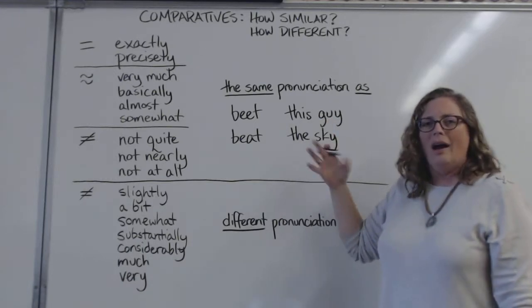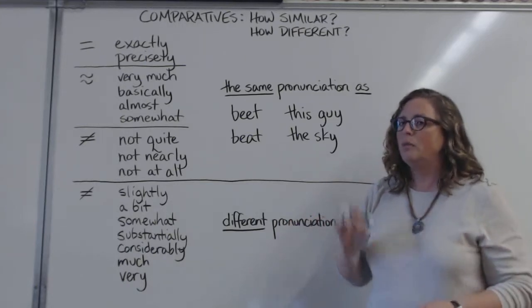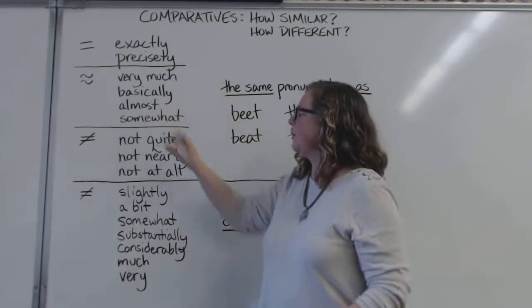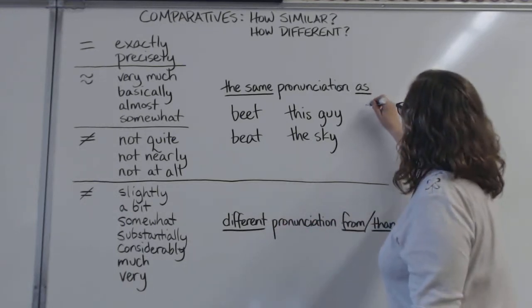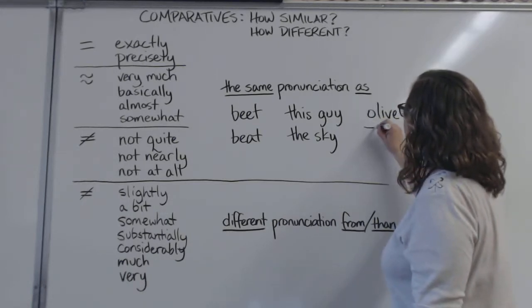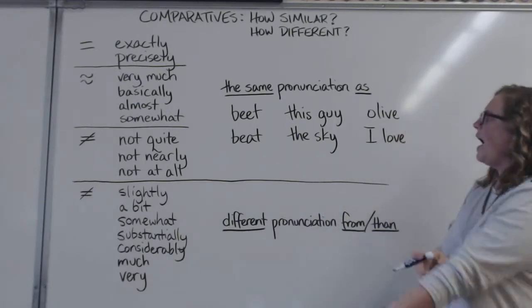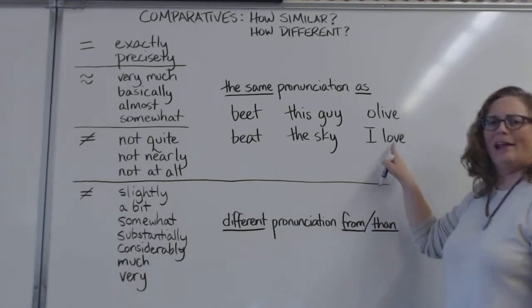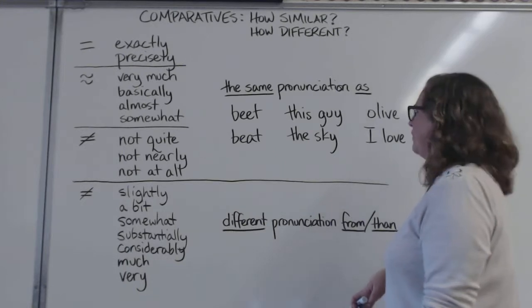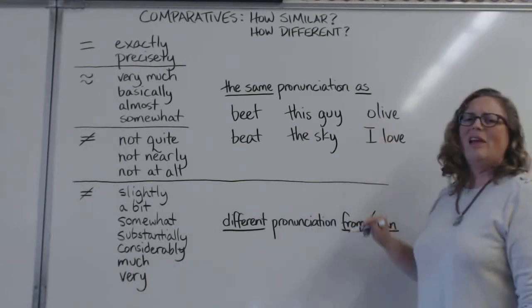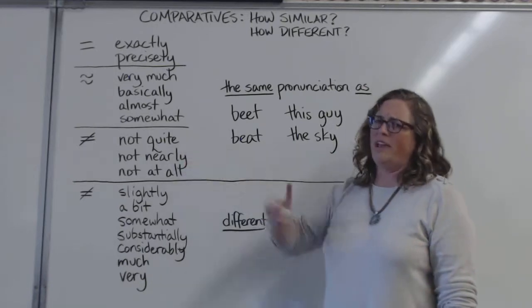So these two are very difficult for even Americans to hear a difference. Sometimes they will be exactly the same, but sometimes there will be a small difference. So that would be here. Somewhat is a little bit lesser amount. So let's say we took olive and I love. And maybe one person says, oh, olive and I love have very much the same pronunciation. And another person says, oh, I don't think so. I mean, olive and I love have somewhat the same pronunciation, but it's not quite the same.